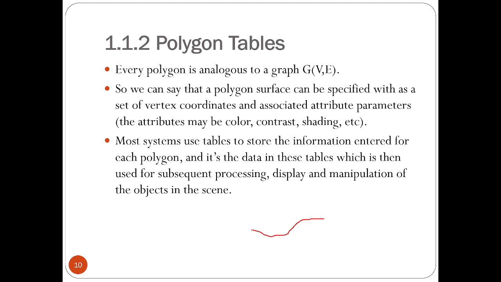Next, polygon tables. Every polygon is analogous to a graph G(V, E). So we can say that a polygon surface can be specified as a set of vertex coordinates and associated attribute parameters, that is color, contrast, shading. Most systems use tables to store the information entered for each polygon, and the data in these tables is then used for subsequent processing, display and manipulation of the objects. So mainly we are storing the data of the particular polygons in tables, such as the x and y axis information, and we can perform the operations.